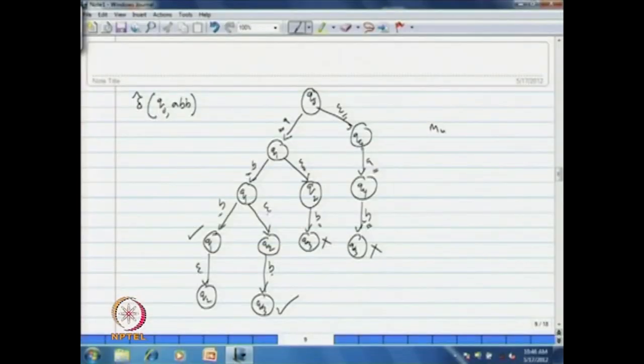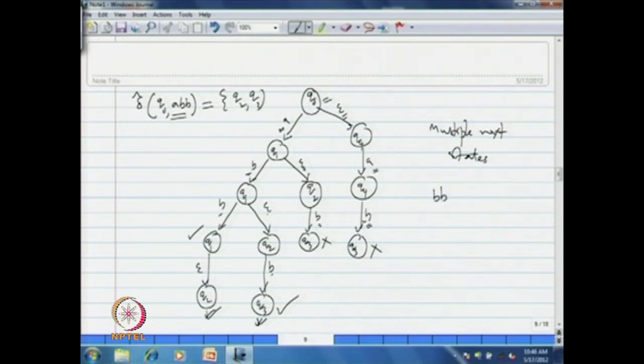Now, as the automaton given in the example is non-deterministic, if a string is processed in a state, then there may be multiple next states. That we have already seen. For example, if we process the string a b b at q 0, multiple next states are possible, the next states are q 2 and q 3 only. So, delta hat of q 0, a b b is q 2 and q 3.